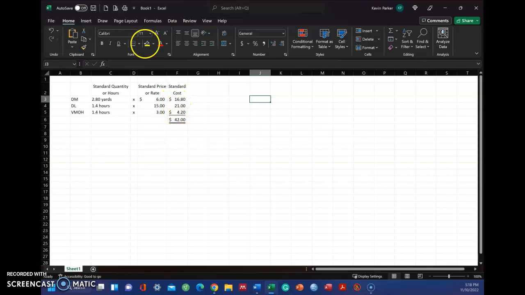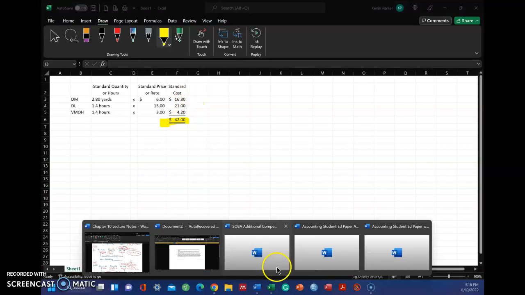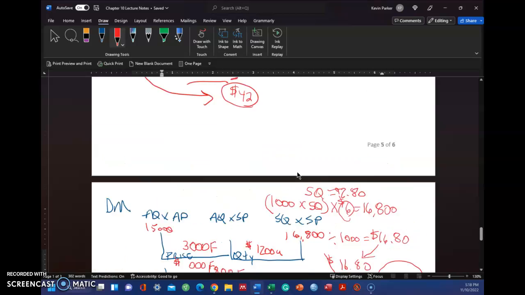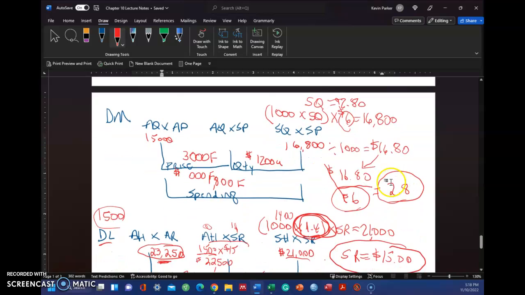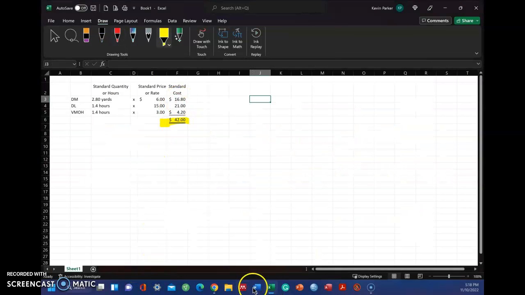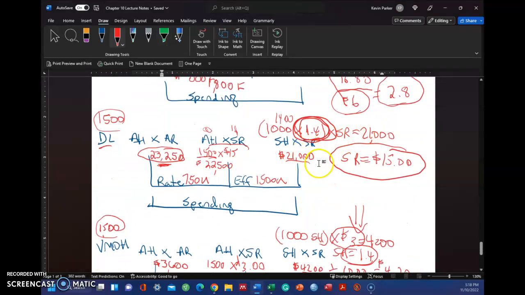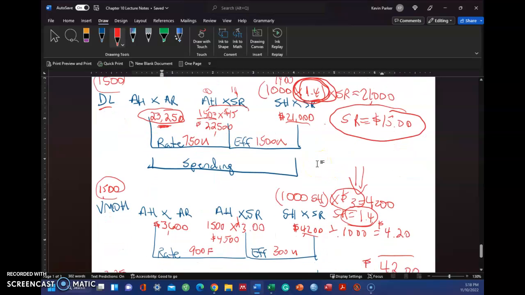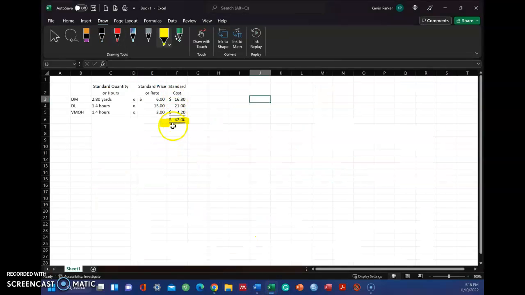So we had already calculated $42, but when we did that, we were taking the total standard cost and dividing it by 1,000. So one more time, let's review that. We took the standard cost, 16,800 divided by 1,000, and got 16.80. We did the same thing for all the other ones. 21,000 divided by 1,000 is $21. And 4,200 divided by 1,000 is 4.20. And we got a total of $42.